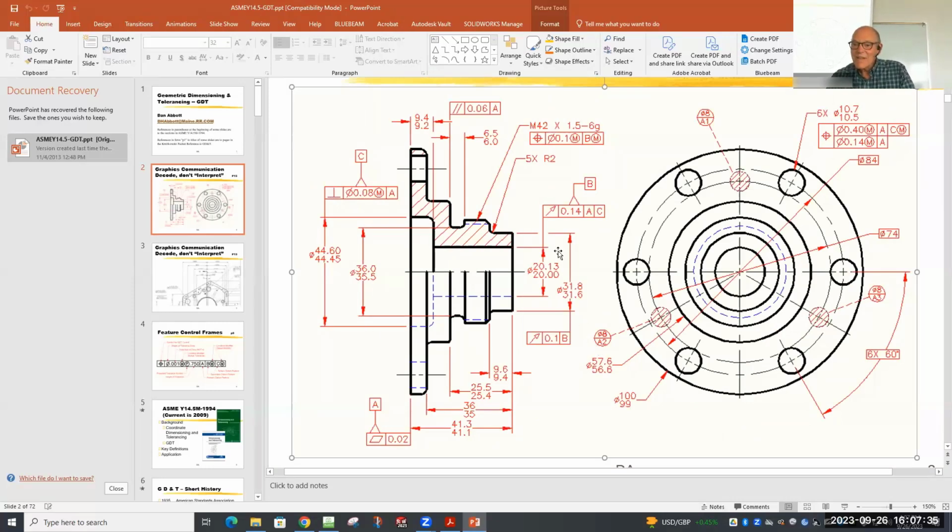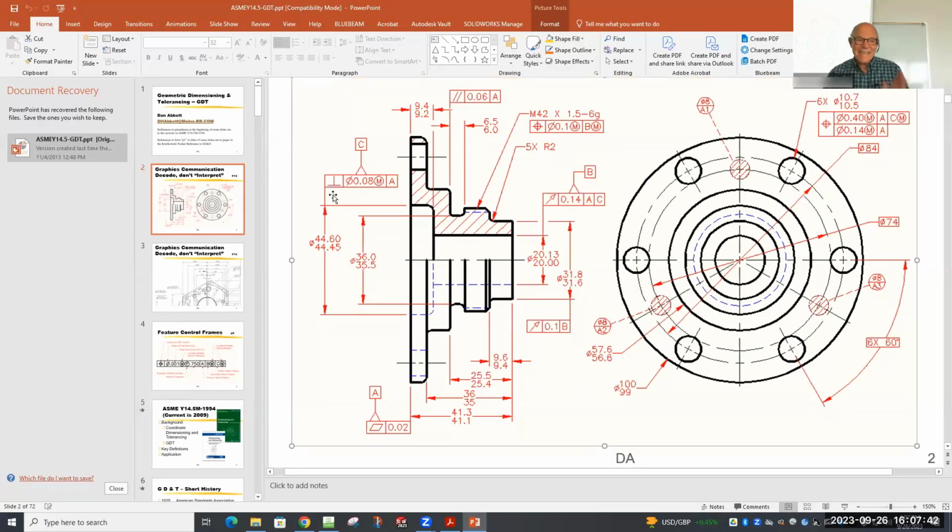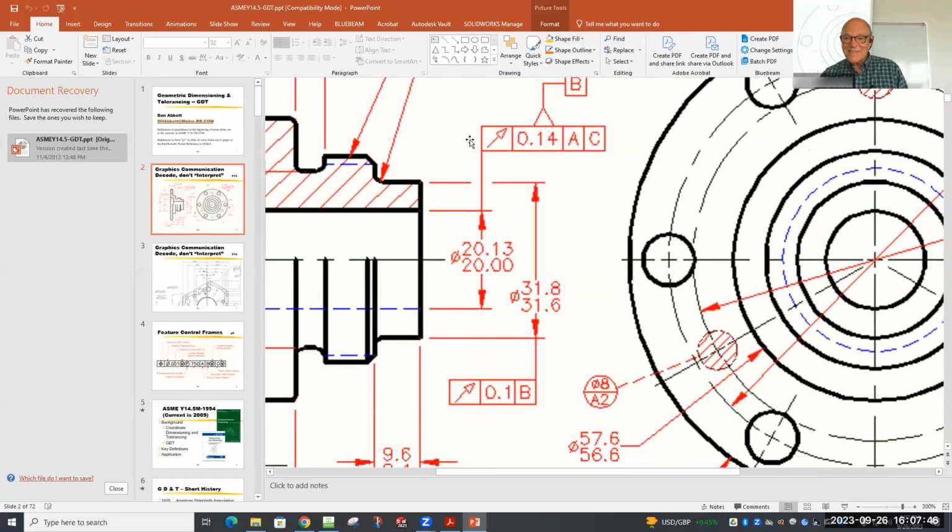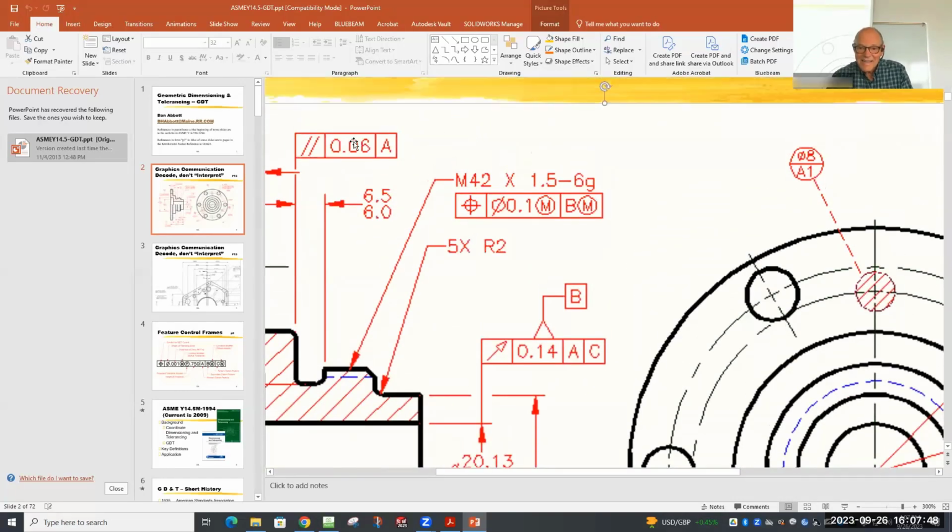All right, so that's this. If I go and look at a few of these other controls, and then we'll come back to positional tolerance. So perpendicularity makes sense, 90 degrees. Up here, we have another one that probably you know what it is already without my telling you.